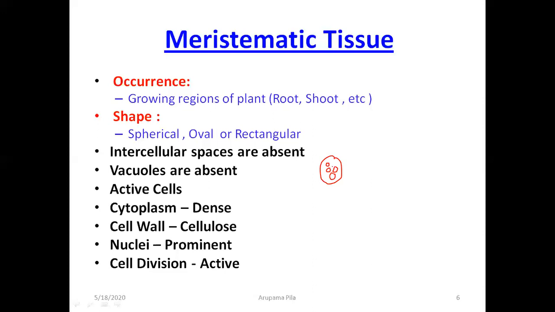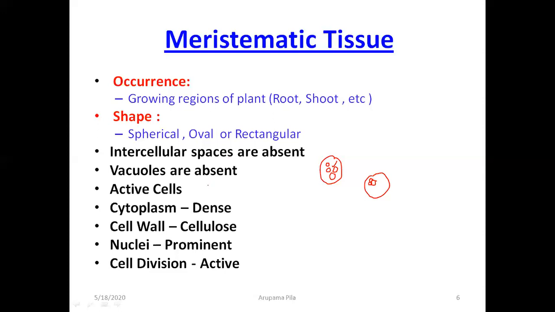So in the diagram, as we have seen, the space which is present between the cells is known as intercellular space. In meristematic tissue, the cells are very close to each other. For example, here a cell is there, here another cell, here another cell. They are arranged like this, because of which the intercellular space is completely absent. The cells are compactly arranged, very close to each other. Then vacuoles are absent. In meristematic tissue, vacuoles are not present.